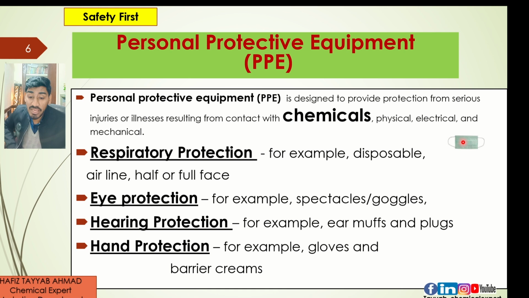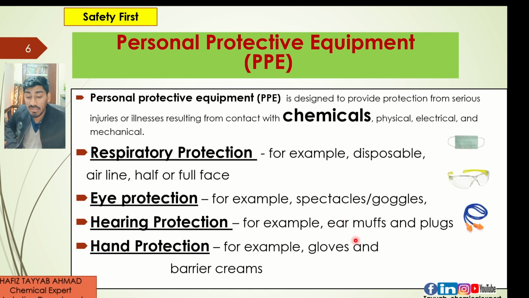This picture is quite common. You can use it usually for medical purposes, and sometimes we use it at crucial times, but there are some specific masks which we use according to the requirement. Second one is eye protection. For eye protection, we use goggles and glasses if we are dealing with hazardous chemicals or hazardous things. Next one is hearing.